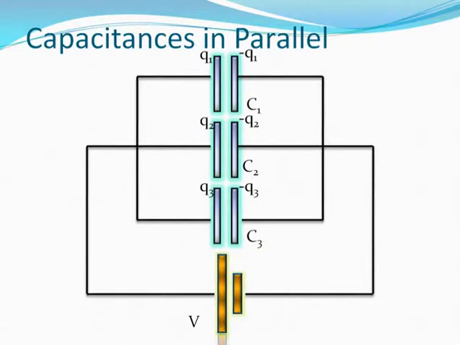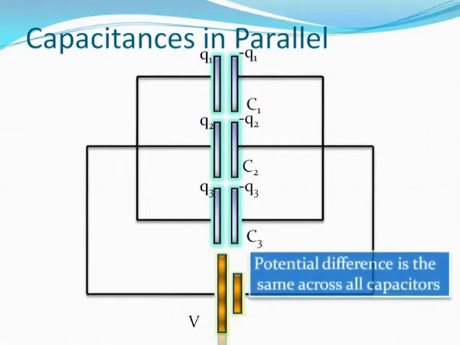In the case of a parallel circuit, the potential difference is the same across all the capacitors. And this is obvious too. That's because, if you look at this capacitor C1, both the terminals of the capacitor are connected to the positive and negative terminals of the battery. So the potential difference across this capacitor must be V. Similarly, in the case of the second capacitor, both the plates are connected to the positive and negative terminal of the battery. So again, the potential difference across the second capacitor must also be equal to V.